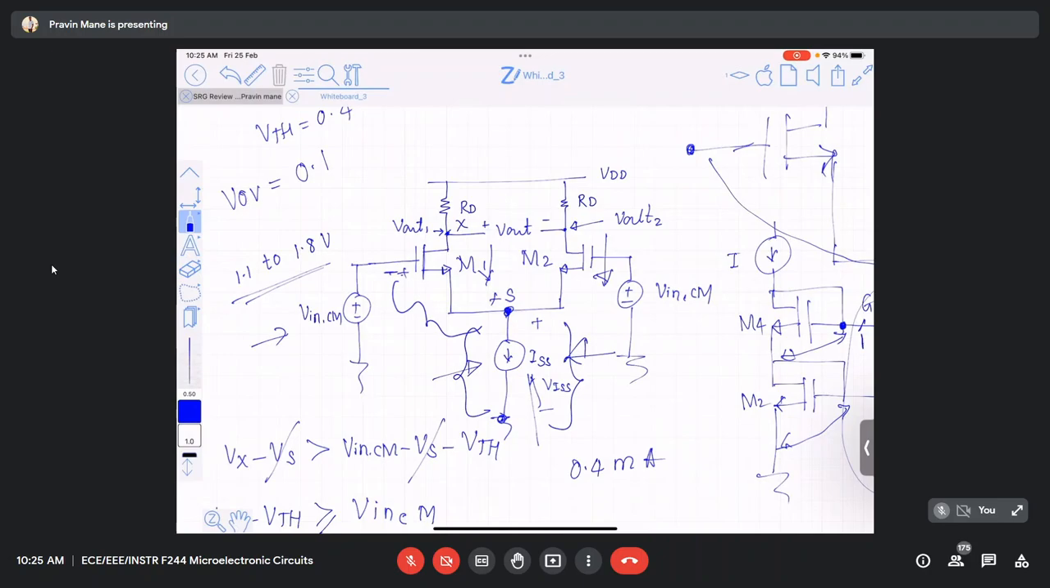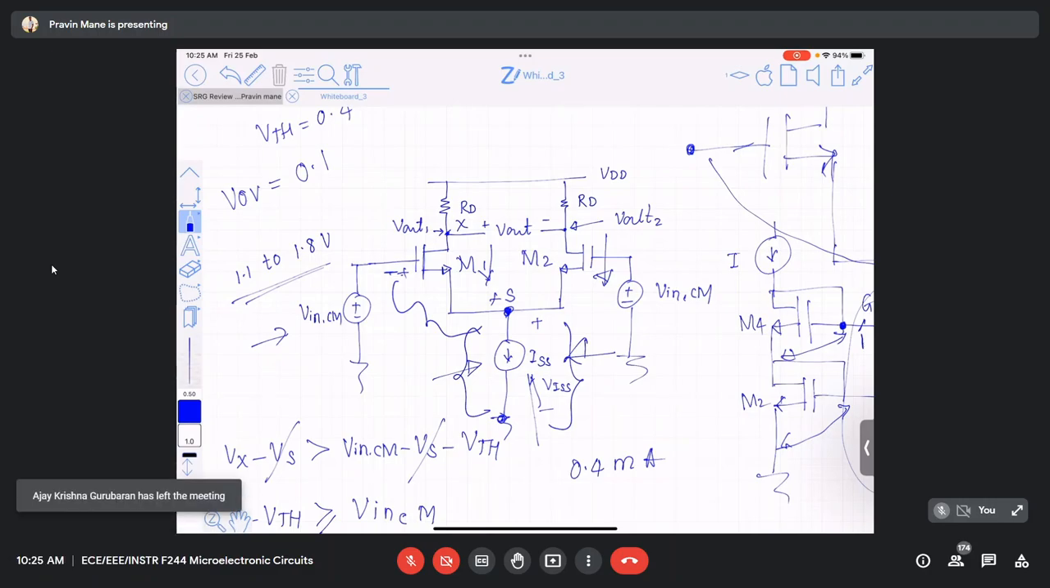What is the current? 0.2 milliamps each. Still 0.2 milliampere. It will not change. And that's why we say that for a differential amplifier, the input common mode voltage should not have one value. It cannot be, means there is no requirement like it should be only one fixed value. It is a range. If you are able to maintain the input common mode voltage within this range, your circuit is going to operate very correctly. No problem. Transistor M1 and M2 will remain in saturation. That's the advantage we have.